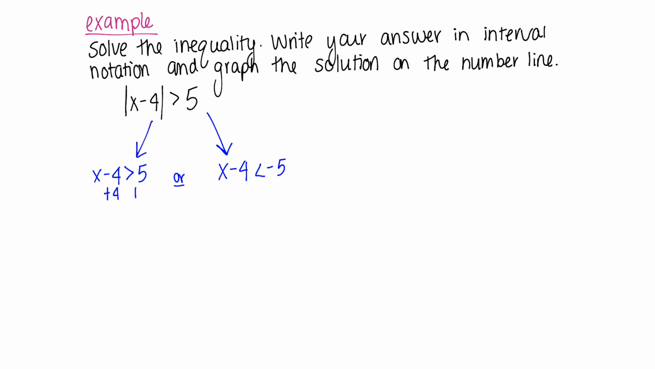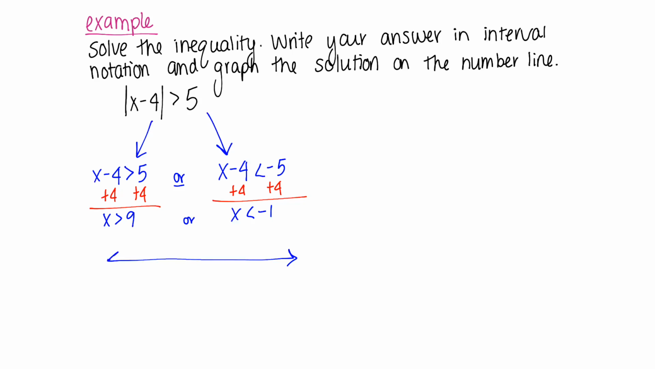So adding 4 to both sides, let me do that in red. So plus 4, and that gives us x is greater than 9. Adding 4 in both places here, we have x is less than negative 1. So either x is greater than 9 or x is less than negative 1. Those are the values that we could plug into this inequality to get true statements.